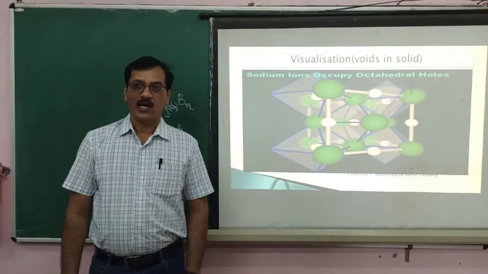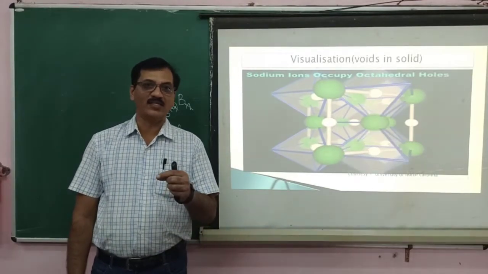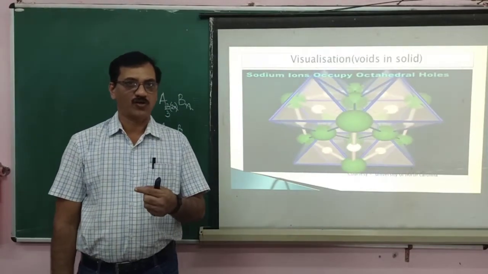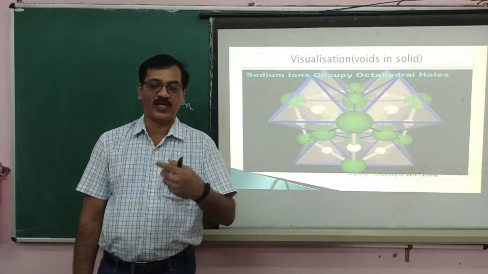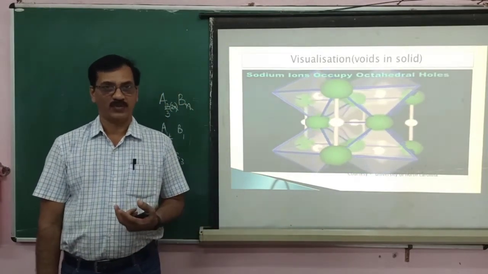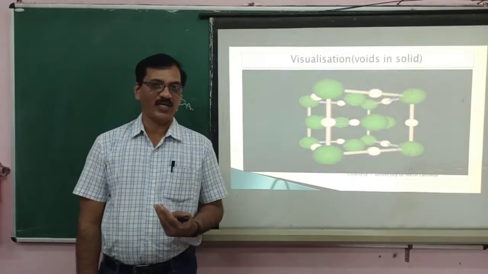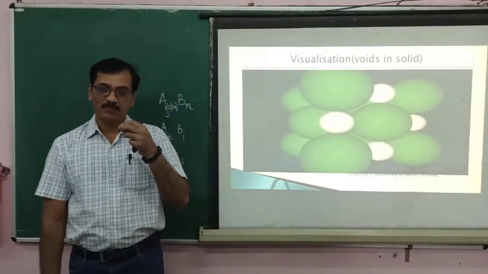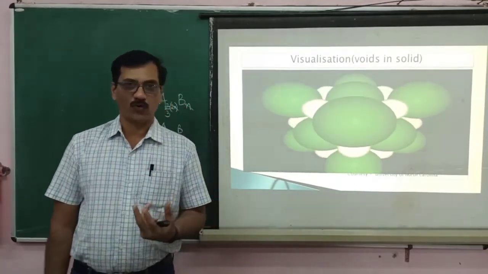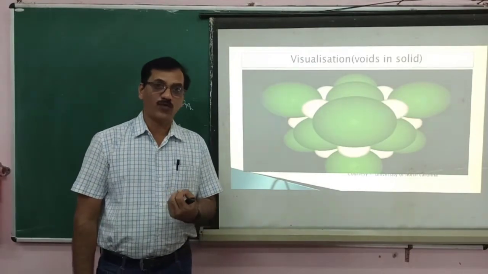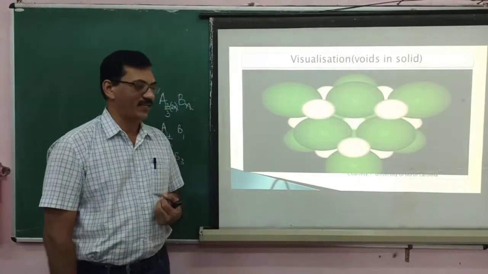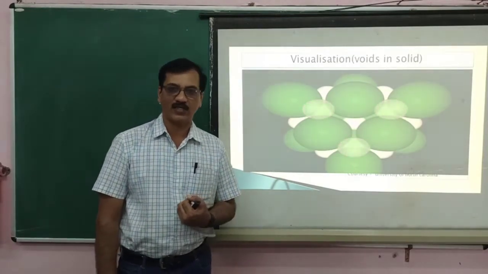Now can you tell me how many unit cells each edge will share? Each edge of one unit cell is shared between how many unit cells? It is 4, right? 4 unit cells are being shared. That means one space at the center of the edge is being shared by 4. That means one fourth of the octahedral void is there at the center. 1/4 is there at the center, right?